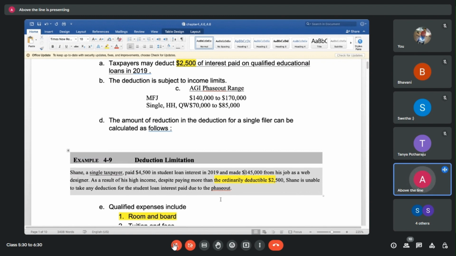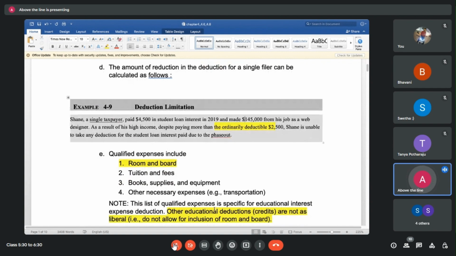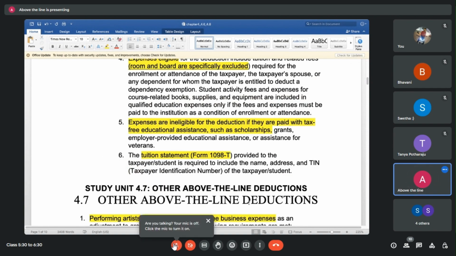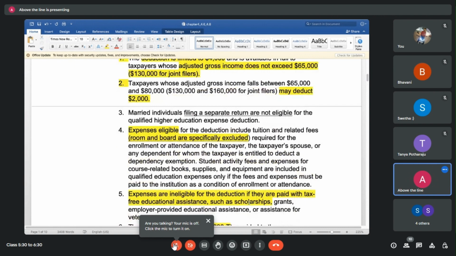Okay, or if they have losses that they can book, then maybe they can do some loss harvesting. Okay, so a lot of planning can be done if we know about these rules. So that's all about education expenses.